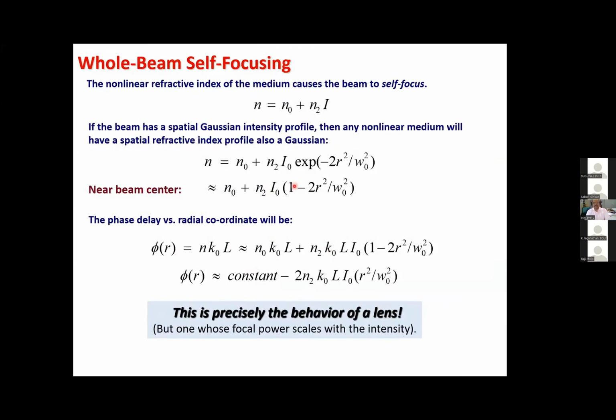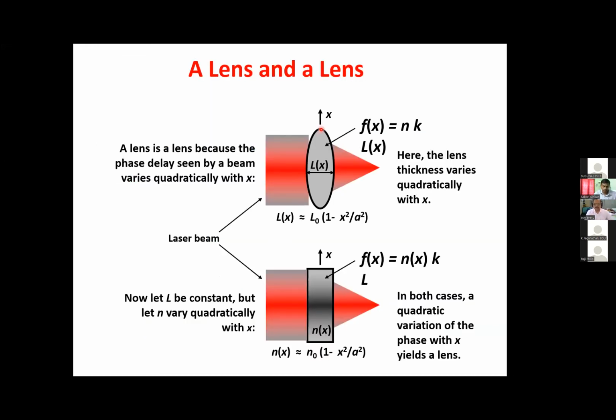So when you write this down for a Gaussian beam, n effective is n0 plus n2 I in terms of the Gaussian beam, then what we get is the phase delay as a function of the radial coordinate will be something like this. It will be a constant minus a term. So this is what a lens looks like. So the radial phase varies as a function of r. If you look at this, you can understand. This is how a normal lens looks. This is a normal wavefront. When it passes through this lens, it gets focused to this point. A lens is a lens because the phase delay seen by the beam varies quadratically in x. So more or less it's x squared here.